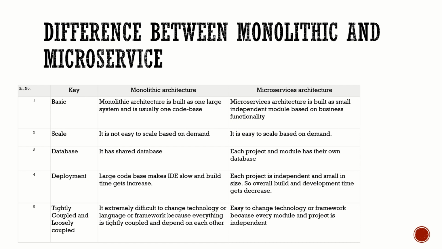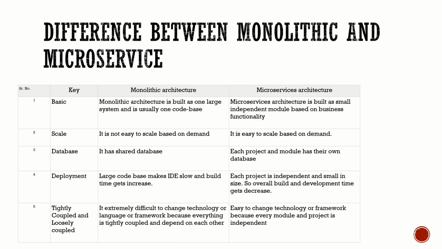Coming to the database, the monolithic has a shared database because only one database is there. So every module inside the same project is sharing that database. But for the microservice architecture, we can have multiple databases for multiple modules. Let's say in this project, I will be using two databases. One is PostgreSQL, another is MySQL. So we can use multiple databases for the multiple modules that we are going to develop.